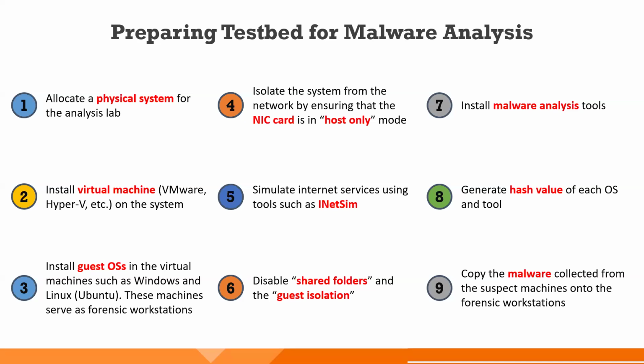You have to install malware analysis tools, and I'm going to take you through some of the tools that we are going to use, so at least we learn how to analyze malware. We have to generate the hash value of each operating system and the tool, so that at the end, we compare the hash value of the system before executing the malware and after executing the malware. That helps you to see that the malware made changes to the computer system, if the hashes are different.